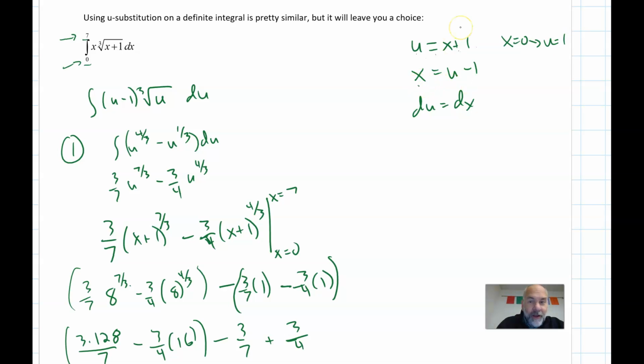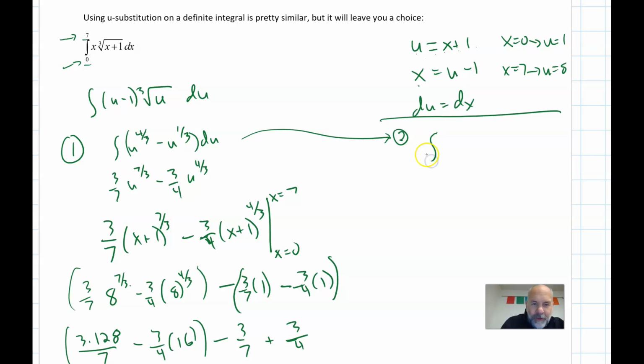When X equals 7, plug in 7 for X, and you get that U equals 8. So I could have, let's do it here, option 2. I could have said this is the integral of U to the 4/3 minus U to the 1/3 du. I just copied it. But now I'll say, oh, I know what the bounds are. The bounds are from U equal to 1 to U equal to 8.